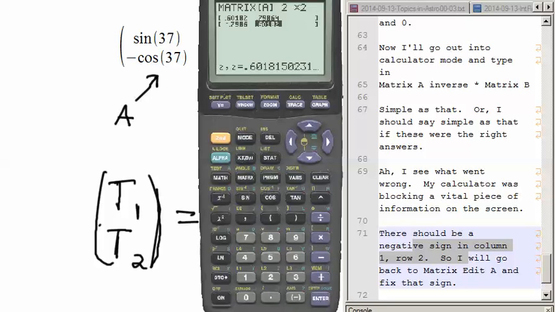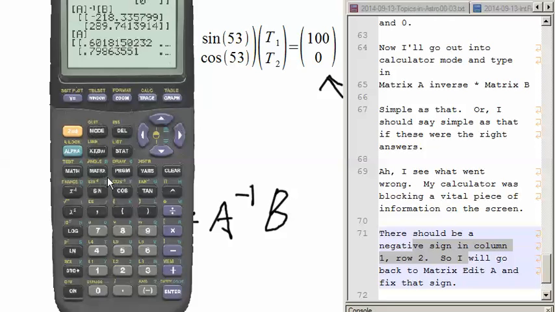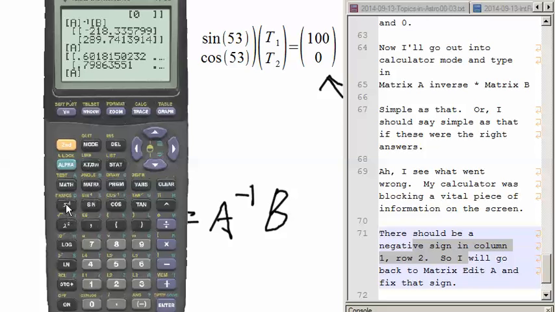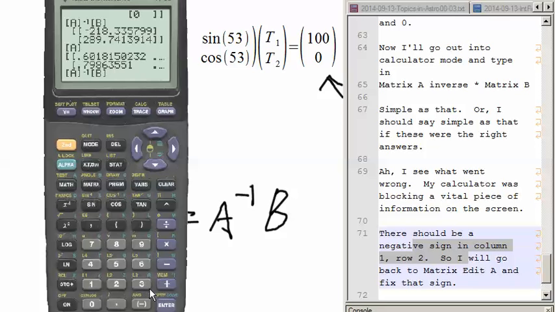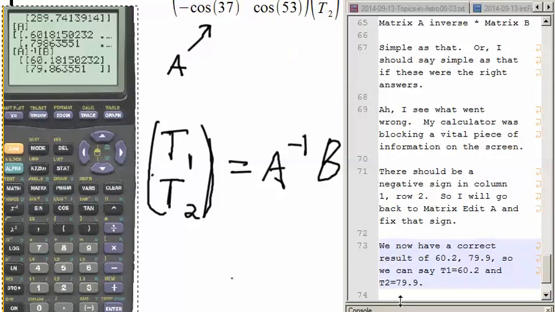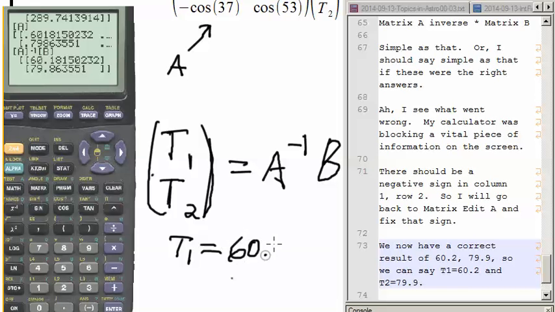And now go back, second quit, and do matrix A inverse matrix B, and we'll have 60.2 and 79.9. We now have a correct result, so we can say that T1 equals 60.2 and T2 is 79.9.